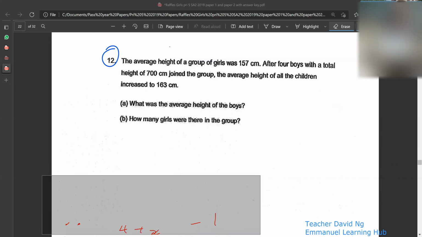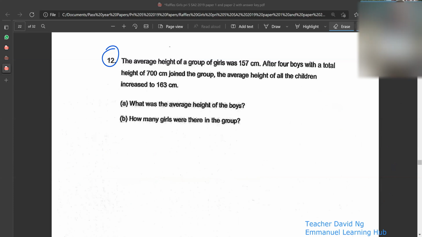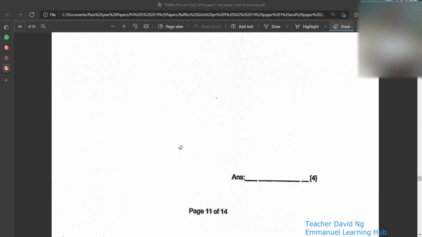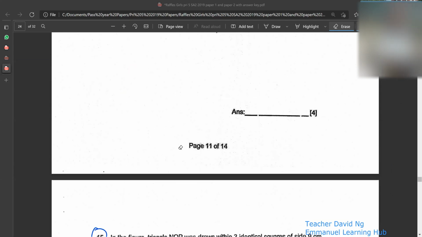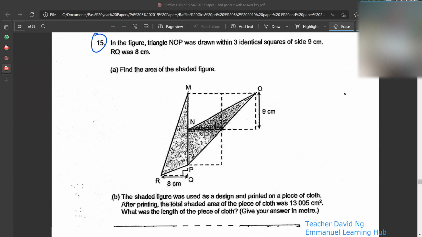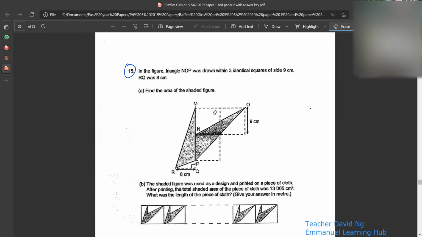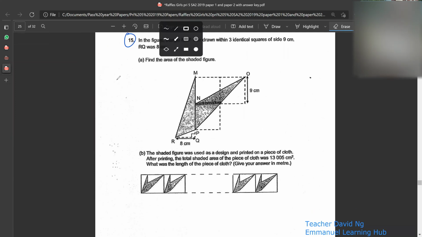Okay, which other question do you want me to go through? Maybe the last question. Question 15. Okay, last question. Question 15.